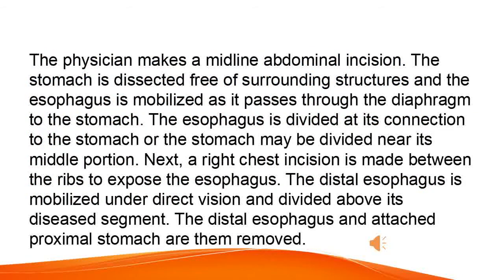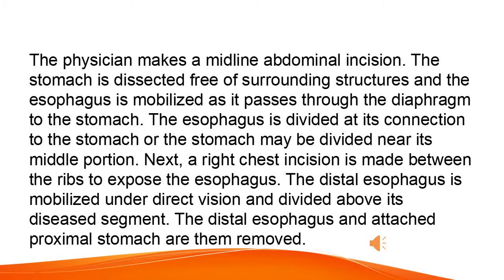The physician makes a midline abdominal incision. The stomach is dissected free of surrounding structures and the esophagus is mobilized as it passes through the diaphragm to the stomach. The esophagus is divided at its connection to the stomach, or the stomach may be divided near its middle portion. Next, a right chest incision is made between the ribs to expose the esophagus. The distal esophagus is mobilized under direct vision and divided above its diseased segment.